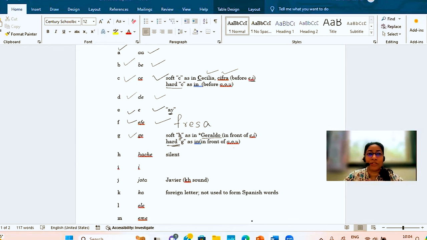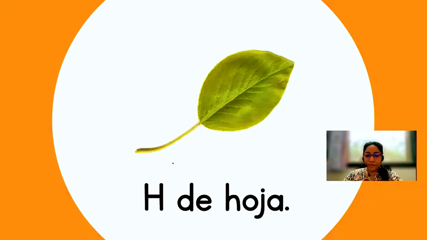H, very simple. When we looked at the first letters, I told you that H is always silent. And that's what it is. Whenever you have any word starting with H, or with H in the middle or at the end, you're not really going to pronounce it. For example, hoka. If you hear me, you can see that I have actually pronounced the entire word starting with O and not with H. We're not going to say that. This is silent.